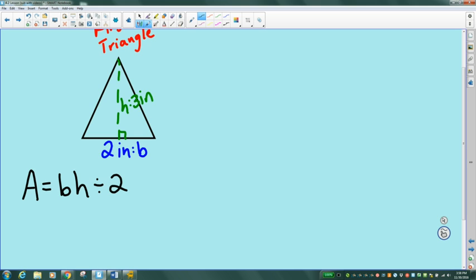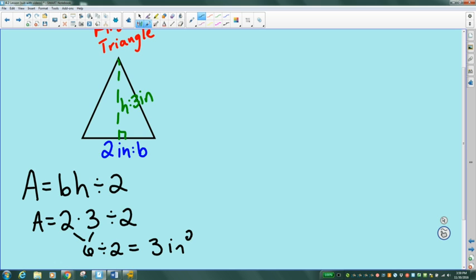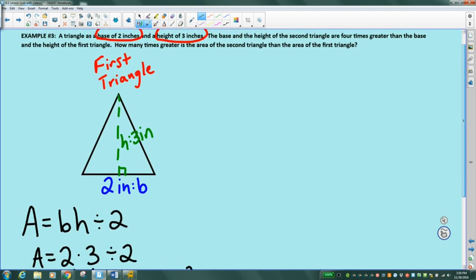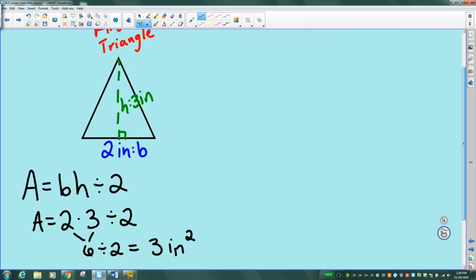So I go ahead and start. Do I know my base? Yes, it's 2. So my area is going to equal 2 times the height, which is 3, and I'm going to divide it by 2. Okay, so 2 times 3 is 6 divided by 2 equals 3 inches squared. That's the area of the first triangle. Now I have to compare it to the second triangle. And I go back up to the problem. Oh, I'll give you a second to write it down if you need it.